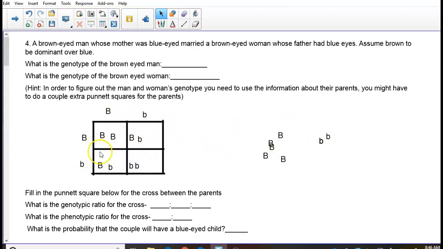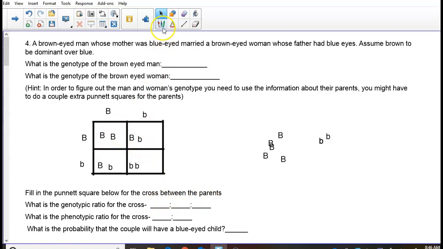A lot of people had this part wrong, and again, I think it's because of the confusion of the wording of the problem. Finally, I did see some people that got to this point and then filled in this part wrong. Once you have this done, this should be relatively easy. So what's the genotypic ratio? Remember, for genotype, we're looking at the letters here. So it's going to be homozygous dominant to heterozygous to homozygous recessive.